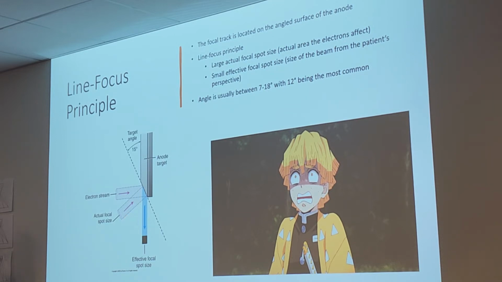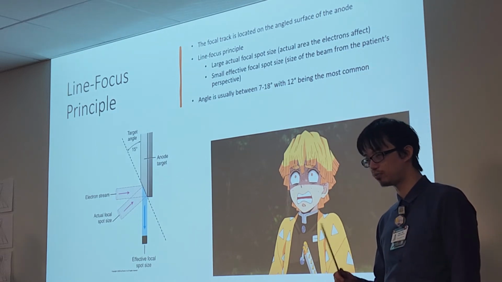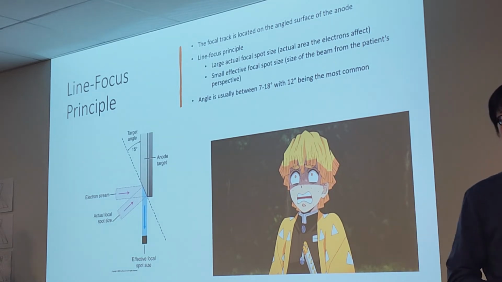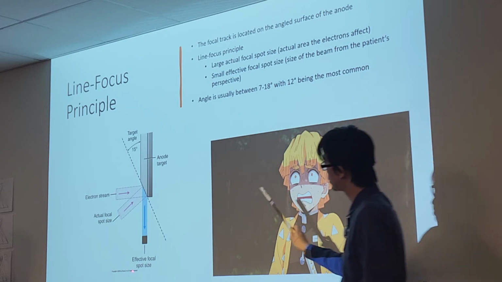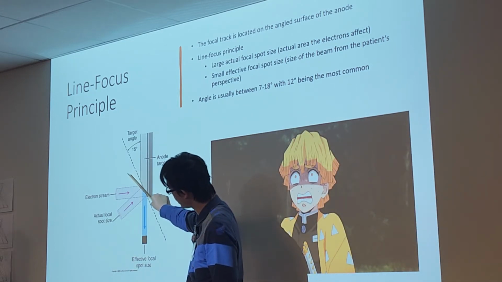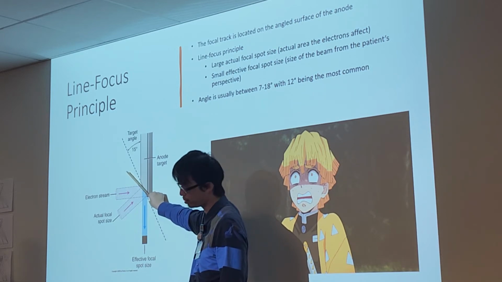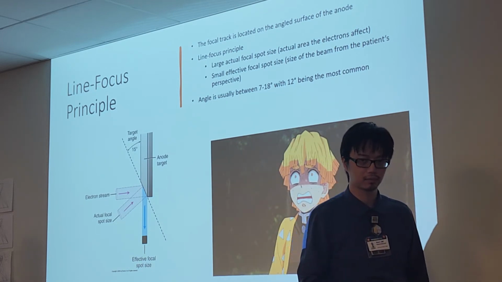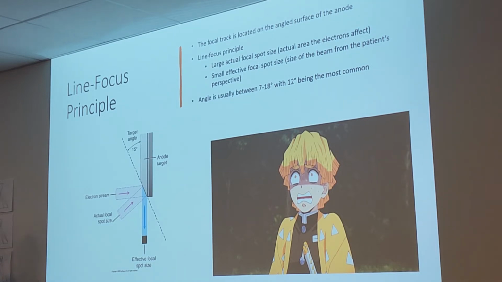Increase. So what does that do to the heat in the tube? Reduce. Good, it spreads it out, reduces it. What does that do to my sharpness, my effective focal spot size? The sharpness will decrease. So a bigger angle means a larger effective focal spot size, but it decreases your sharpness. So that is the line focus principle.